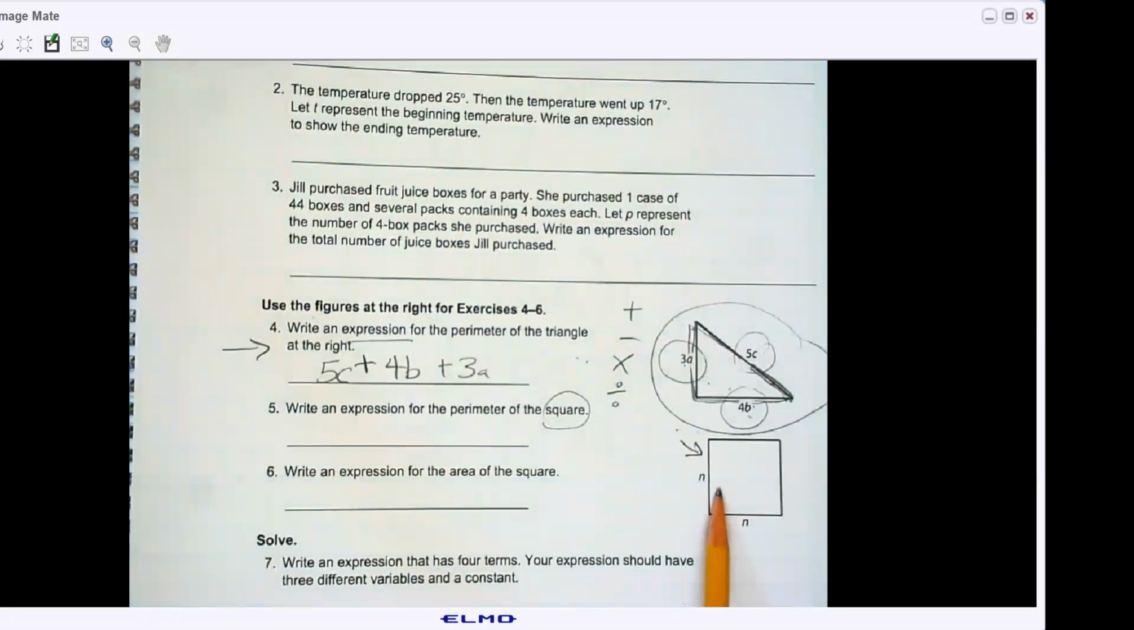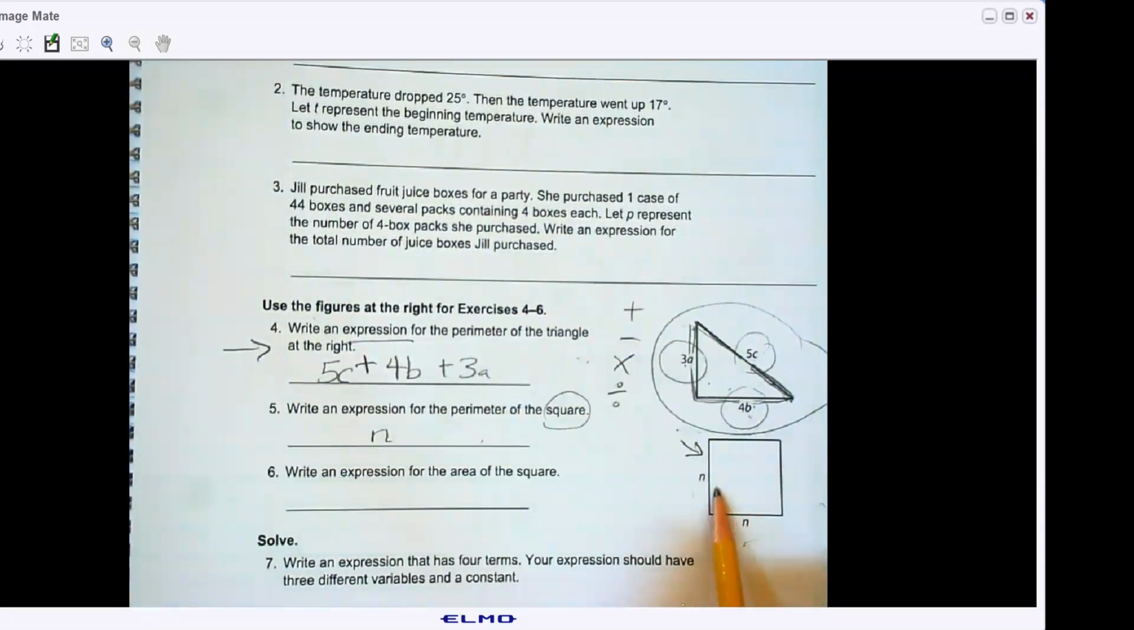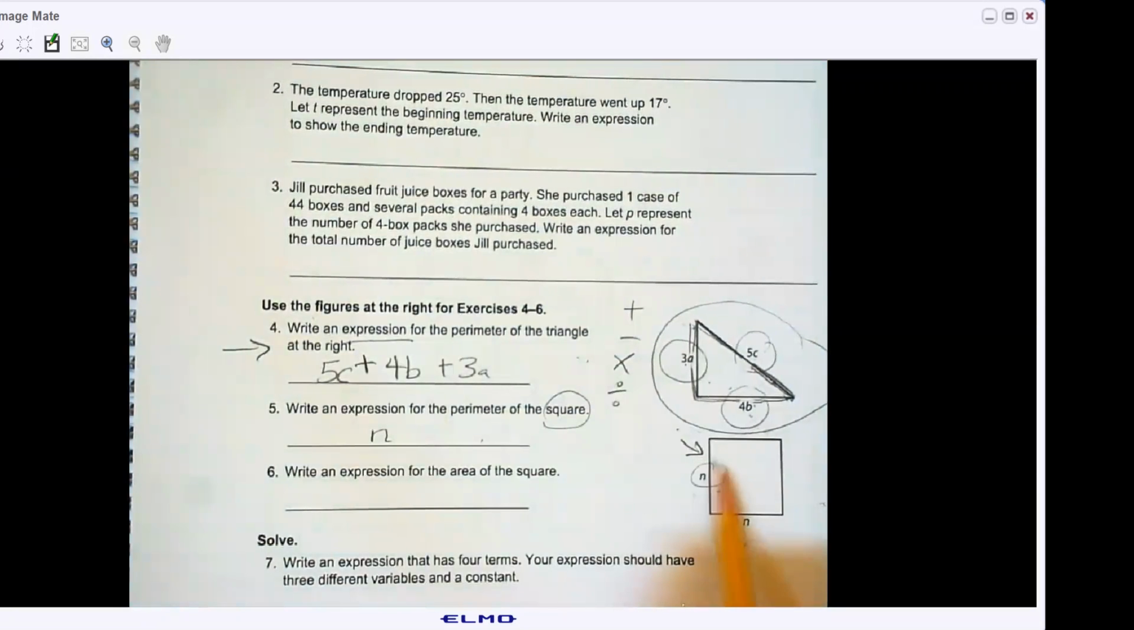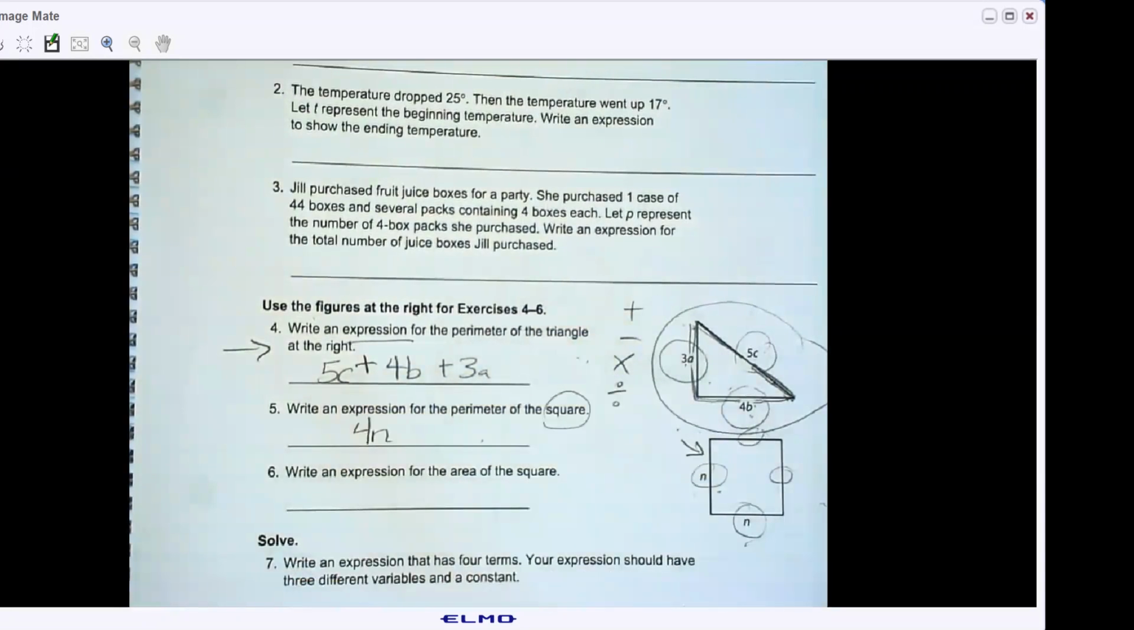That's my expression. I'm adding them together. Now a square, I know a square has 4 equal sides. I could write n plus n plus n plus n, but I don't want to do that. The most efficient way is going to use multiplication. And how many n's do I need? 1, 2, 3, 4. 4n. That's how many I'm going to have, 4n.